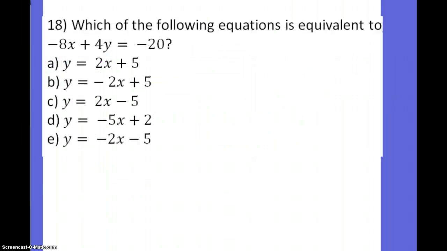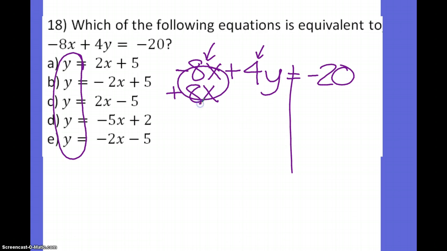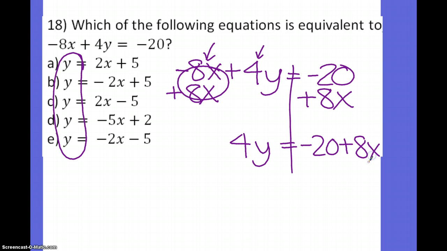Which of the following equations is equivalent? Equivalent means equal, and in this case, do you see that what they're doing is getting y all by itself? So we're solving for y here. To solve for y, we need to get rid of the 4 and the negative 8x. First thing we do is get a 0. How do we get 0 here? We add 8x. 4y equals negative 20 plus 8x. And from here, to get rid of the 4, we'll divide everything by 4.